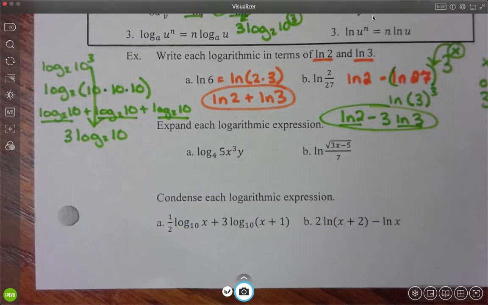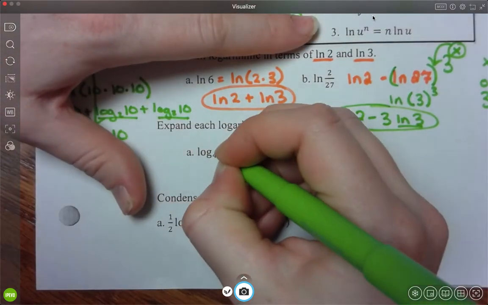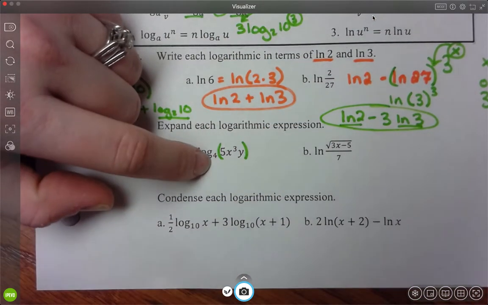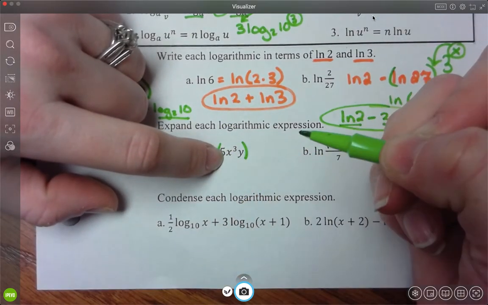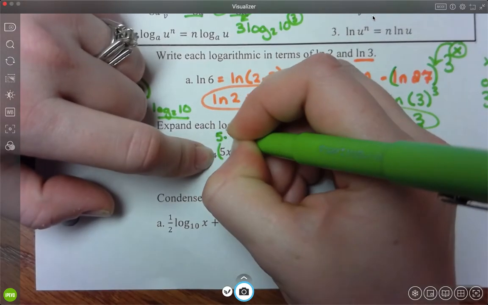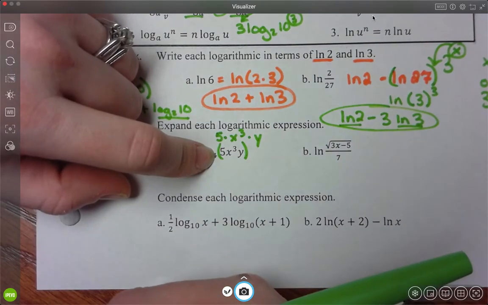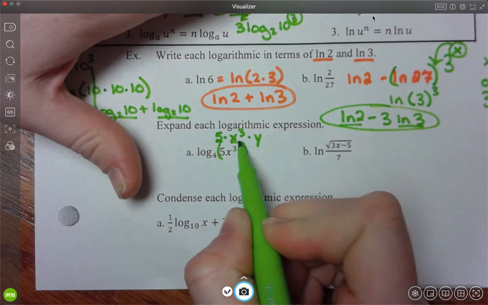These expanding ones, though, I think they're kind of fun, but some people get really confused when we're doing these, so be careful. I have this, and I'm going to put him in parentheses. That's what I'm taking log base 4 of. So this is 5x cubed y. Now, another way of writing this is 5 times x cubed times y. So I am multiplying each one of those things together, and multiply means add, right? So I have 3 pieces really that I'm going to add together.